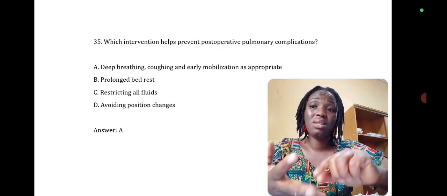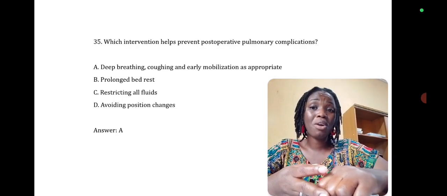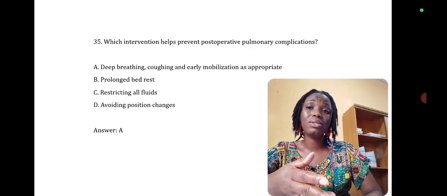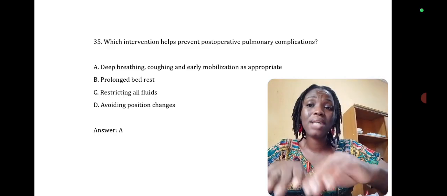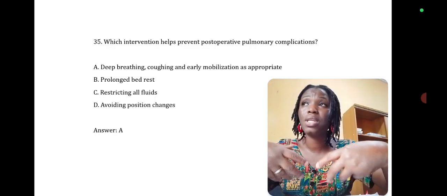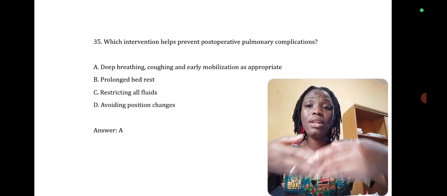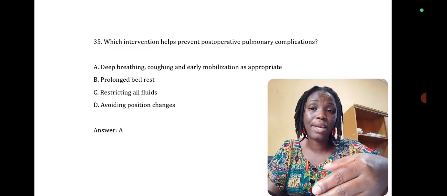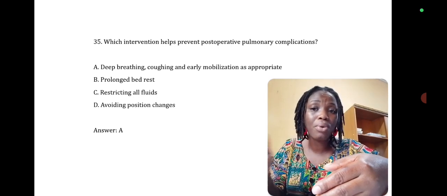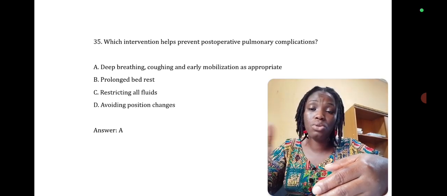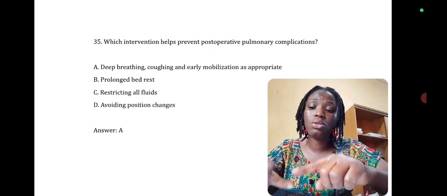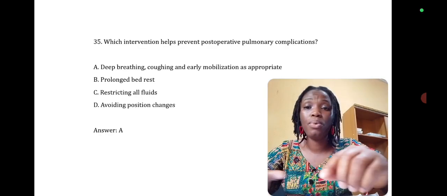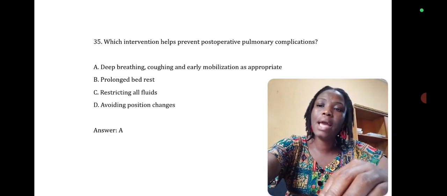Deep breathing exercise. Teach them how to cough, because after an operation it's not easy to cough. As you are coughing, the pain is there in your muscles due to your incision. And how to move, that's early mobilization, that's ambulation. When they say ambulate, it means to move. So when you teach them these things, there will be reduced complication of any surgery, including pulmonary. So the peri-op nurse teaches deep breathing exercise, coughing, and how to move or ambulate early. So your answer is A.